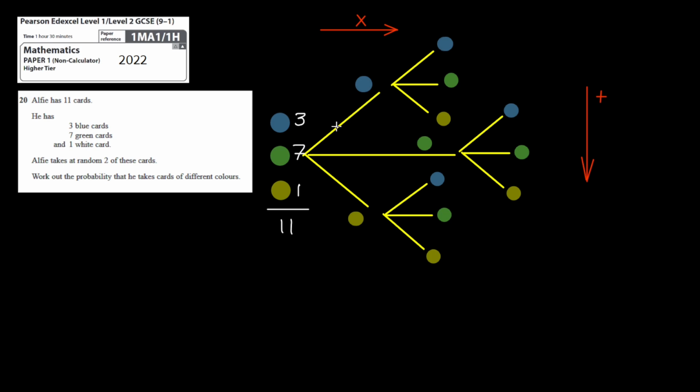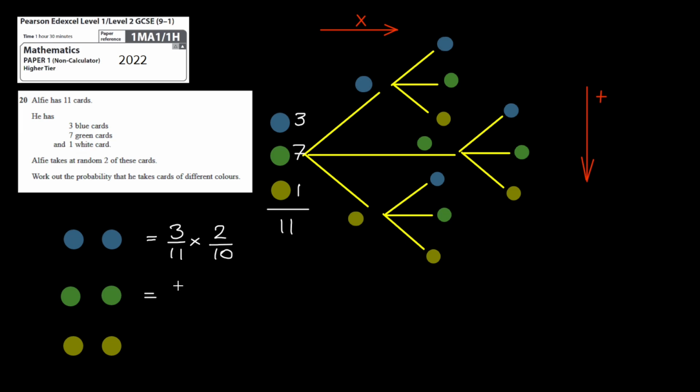But there's a trick. If we just concentrate on the 3 branches where he picks the same colour, in other words 2 blue, 2 green, 2 yellow, and take that away from 1, we will get the probability we want. So the probability of picking the first blue is 3/11. And we're multiplying that by picking the second blue. Now, we've picked a blue, so the number of blues to choose from has gone down by 1, and indeed the number of cards in the pack has gone down by 1.